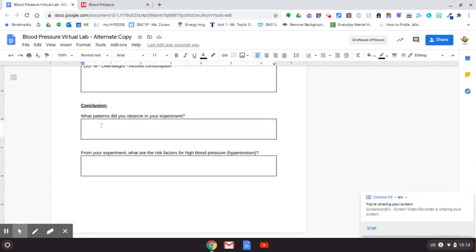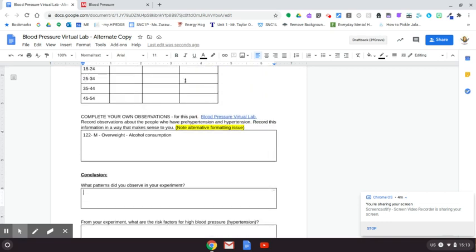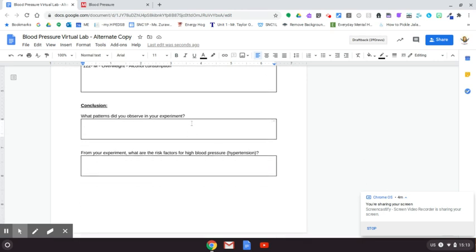And then down here, what patterns did you observe? I want you to see, does overweight pop up a ton? Does alcohol consumption pop up a ton? Does it just seem to be more males based on these numbers? Does it seem to be more female? So those are the sorts of patterns that you're describing to me.